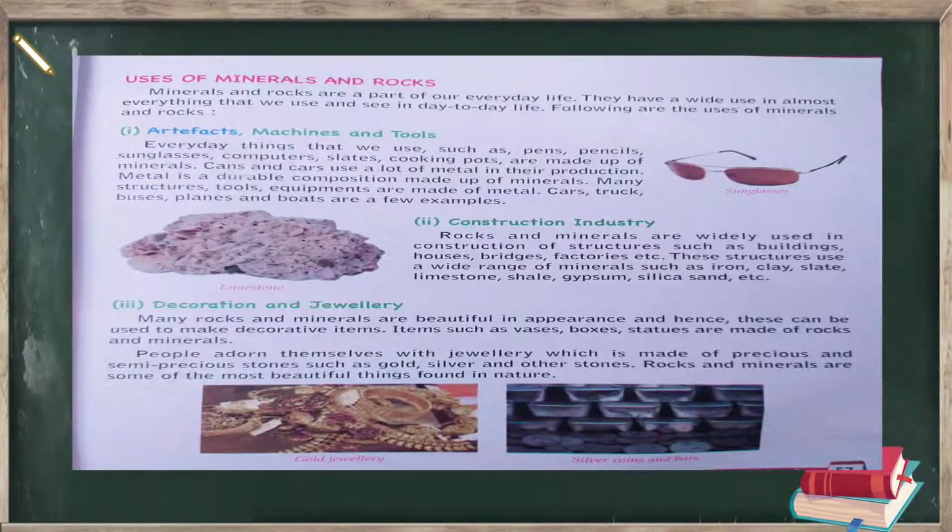Artifacts, machines and tools, everything that we use such as pen, pencil, glasses, computers, slates, cooking pots are made up of minerals. Cans and cars use a lot of metal in their production. Metal is a durable composition made up of minerals. Cars, trucks, buses, planes, boats are some of the examples.